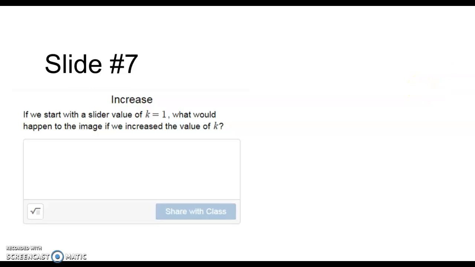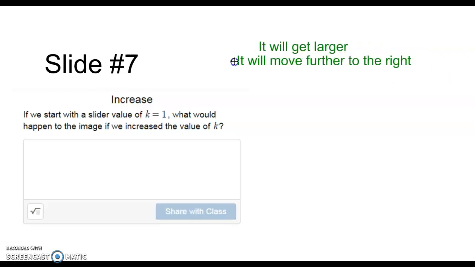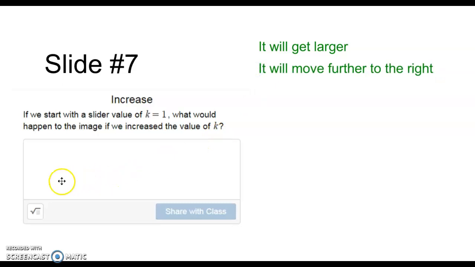And I'm going to go ahead and list some things. You can use these or others. I think that it will get larger. And also I think that it's going to move to the right when I make that value bigger. I think also that it's going to end up not just moving to the right, but up. I feel like it moves like this.